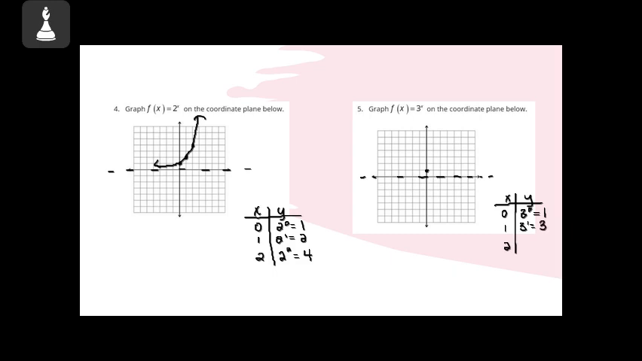And then if I plug in 2, 3 squared is 9, which means, again, 3 times 3 gets me to 9. So that's going to be way up here. So the larger the number here, the steeper this exponential graph is going to be. And the smaller it is, or the closer it is to 1, I should say, the less it's going to be.